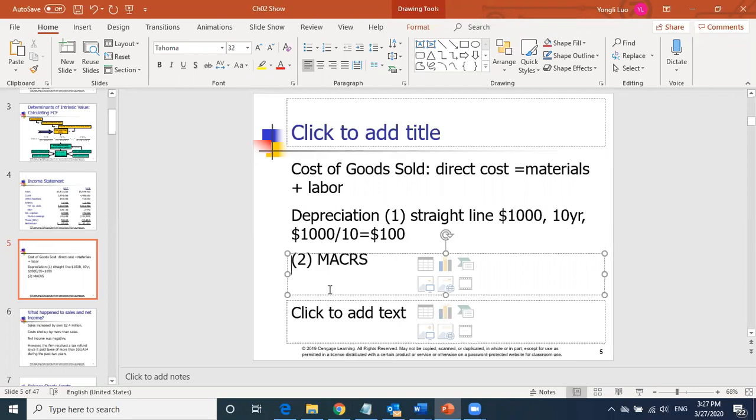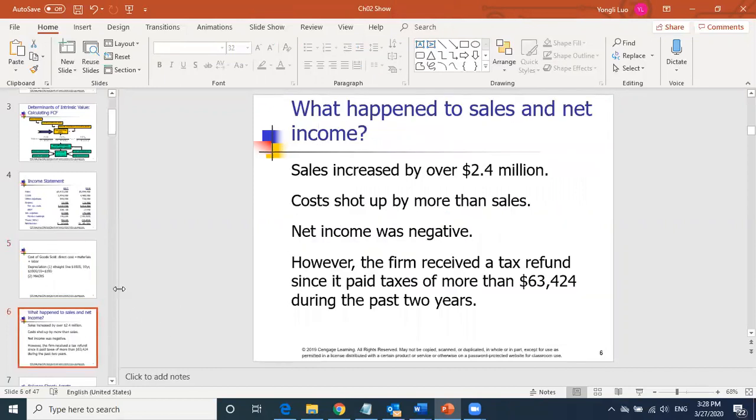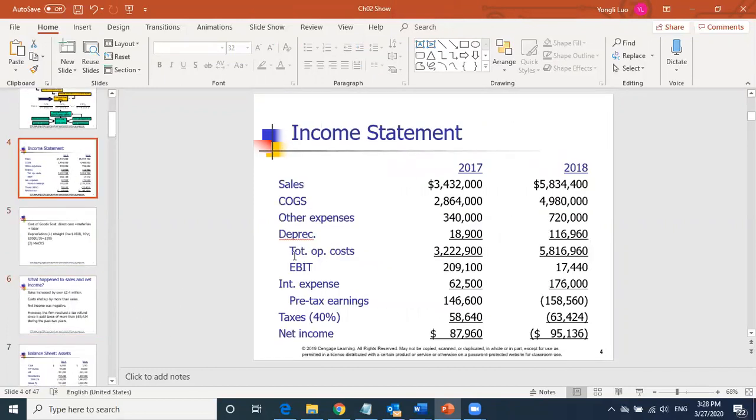The second is, what is Macrs depreciation? Macrs depreciation means that, for example, you buy a new car and put it in a garage, and it depreciates immediately, several thousand dollars, after a couple of days. So it depreciates a lot more in the first several years. So Macrs depreciation or straight line depreciation.